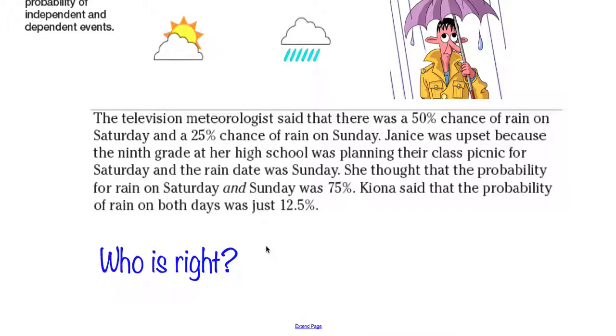So, who was right? Okay, we know how Janice found her answer. She got 50% rain on Saturday and 25% rain on Sunday. She added both of them, which ended up with 75%. Kiona said that the probability of rain both days was just 12.5%. How did she come up with this answer? And let's find out who is more correct.